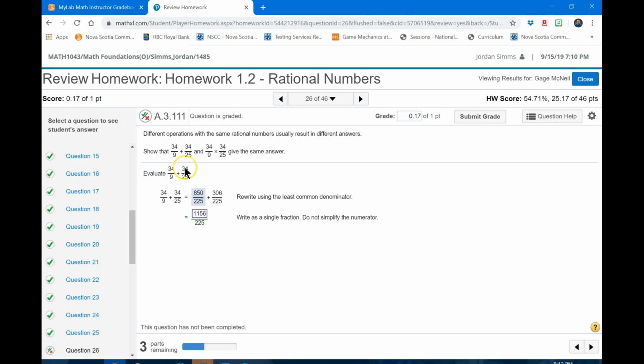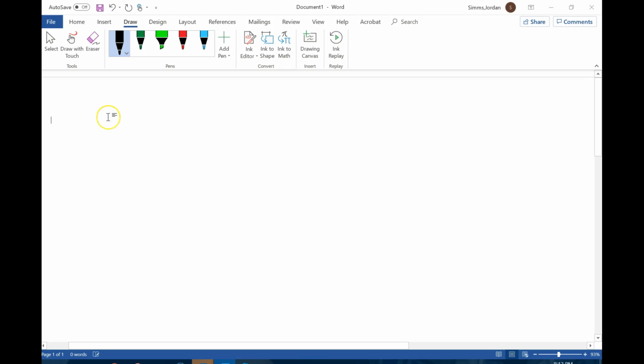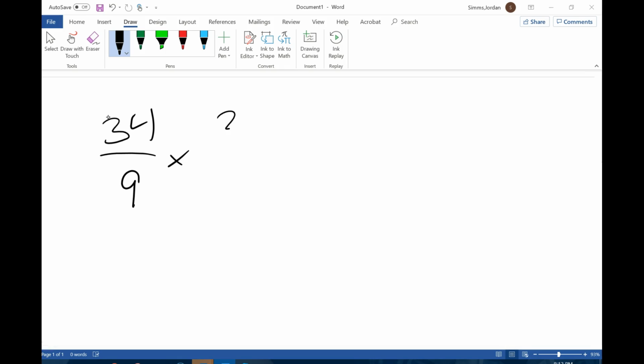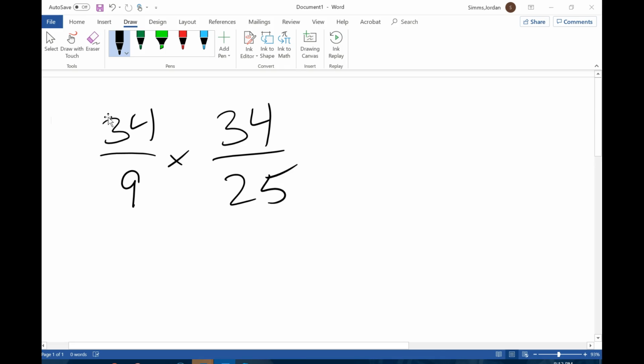The next part now, we're going to do the same thing, but we're going to multiply, right? So if we go back, erase all this, we have 34 over 9 times the same thing, right? Times 34 over 25. Is that the right one? 34 over 9 times 34 over 25. Now we're going to multiply that out.